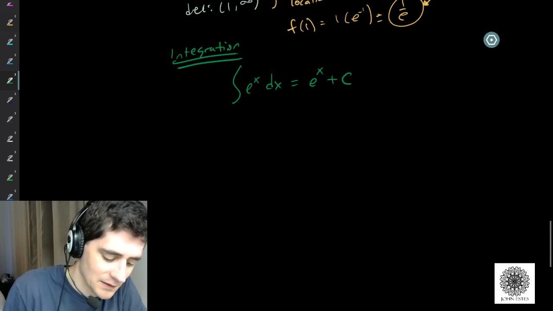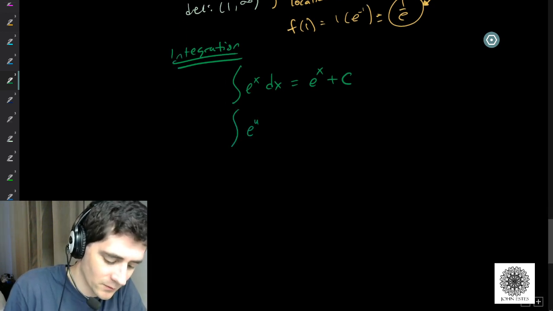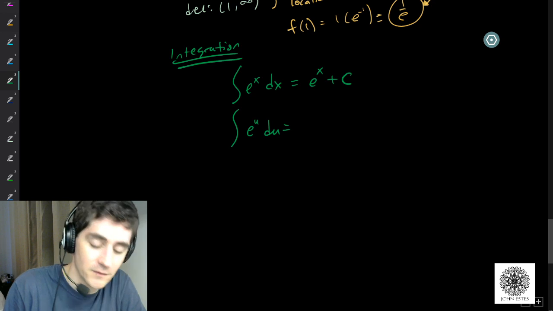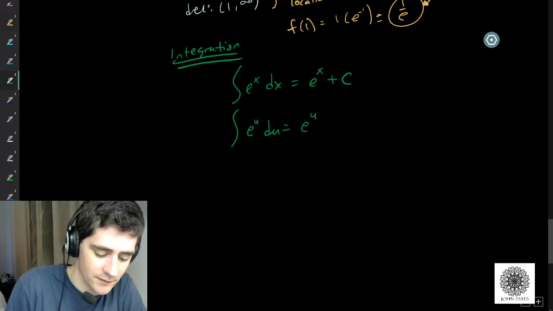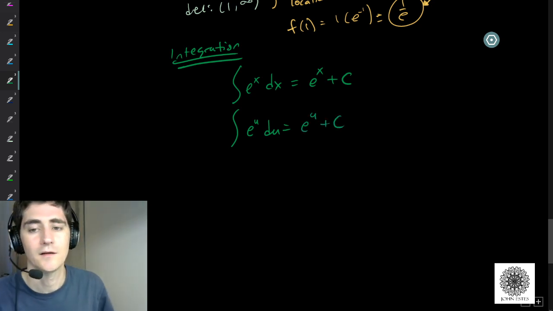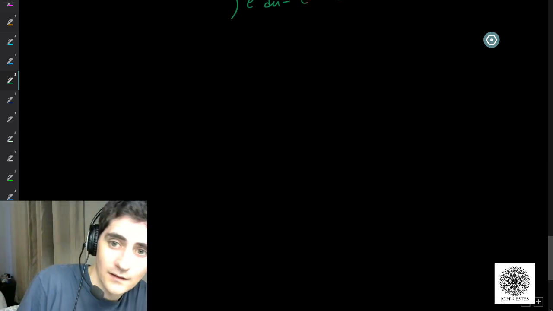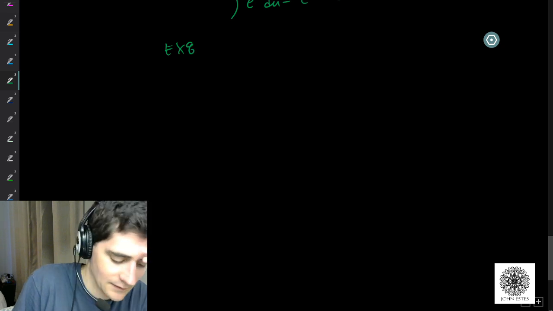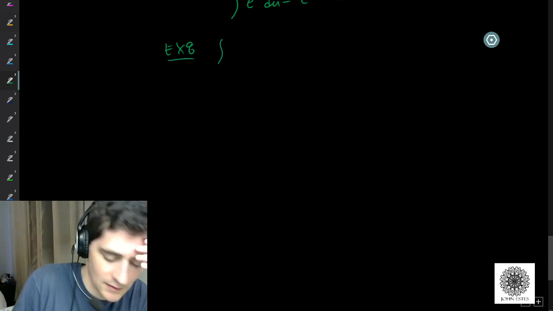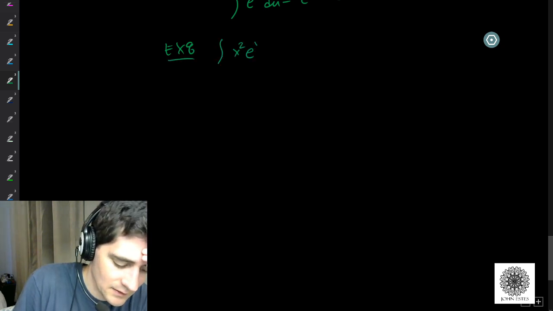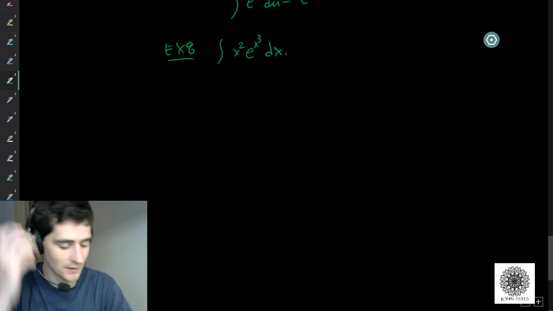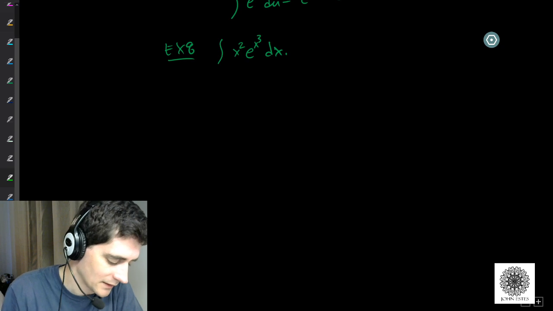And a more general form of that is if you have a u substitution, right, that's e to the u plus c. So that allows me to do something like this. This is example 8. Let's do the integral of x squared e to the x cubed power dx. That looks very, very complicated, but it's actually not that bad.